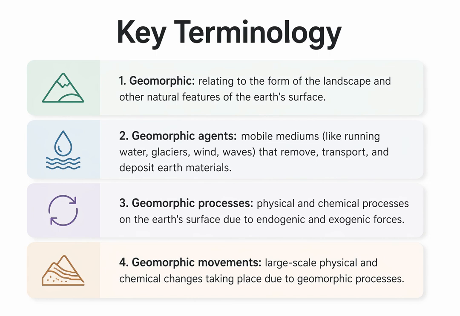Geomorphic processes are the actual physical and chemical actions taking place, like weathering or faulting. Finally, geomorphic movements refer to the large-scale changes that result from all these processes working together over time.